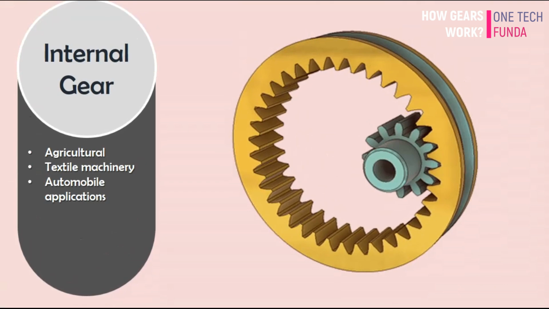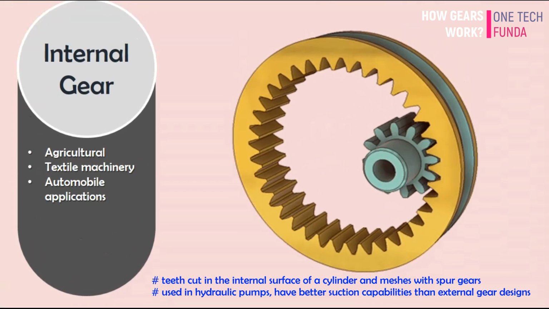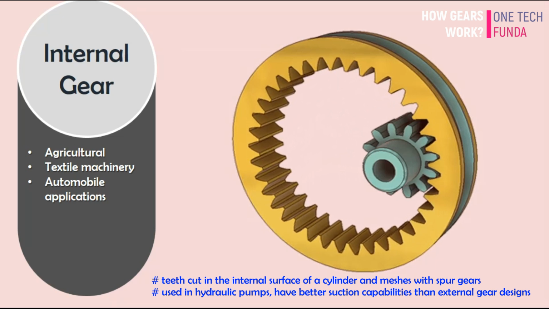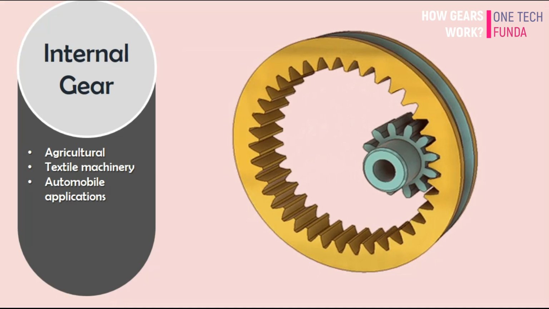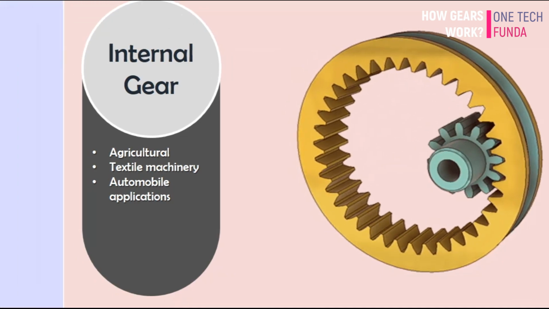Internal gear. An internal gear is a gear with its teeth cut in the internal surface of a cylinder and meshes with spur gears. Internal gears are used in hydraulic pumps. The pumps have better suction capabilities than external gear designs and are more suited to high-viscosity fluids.